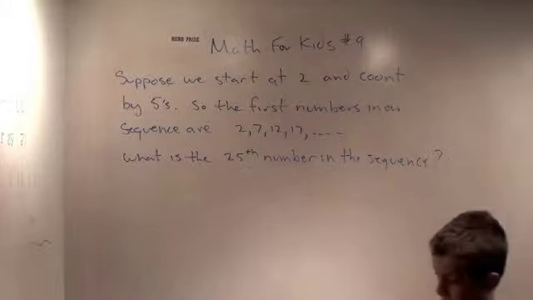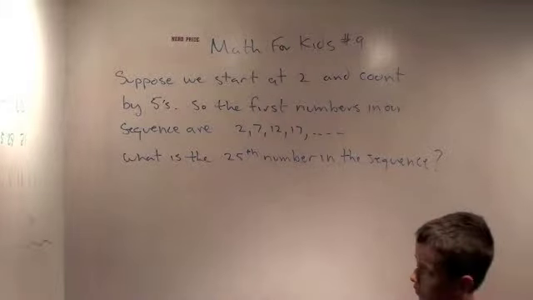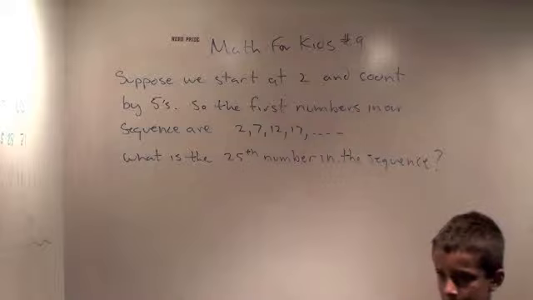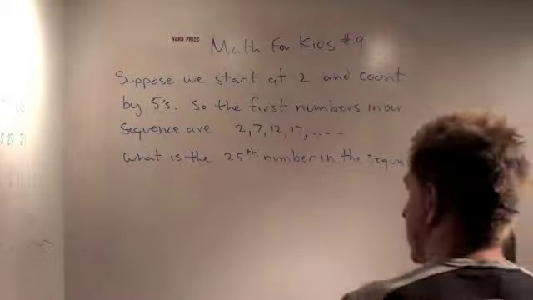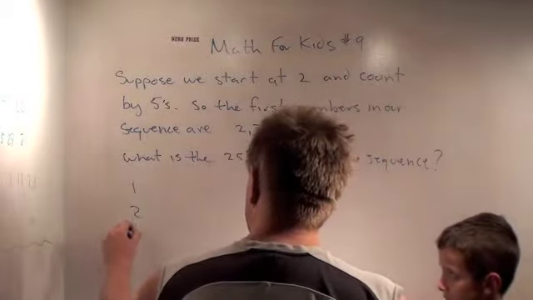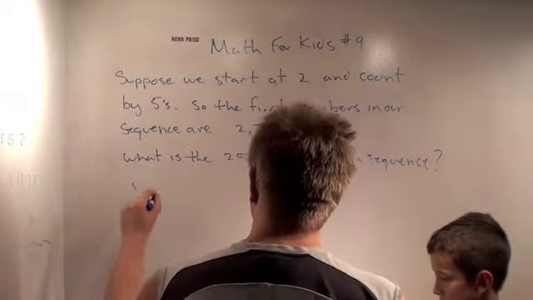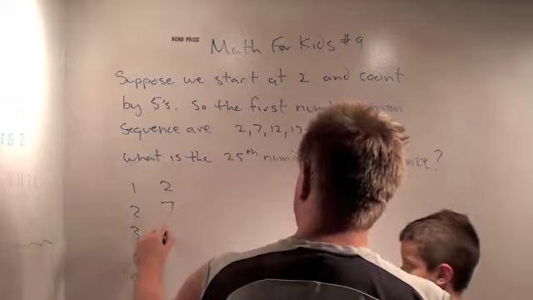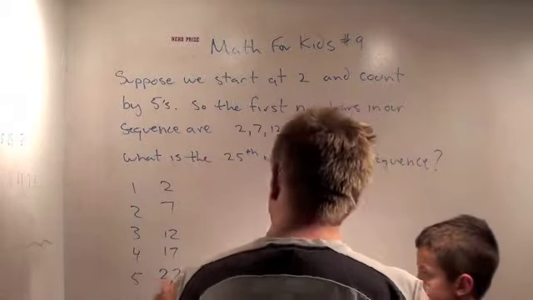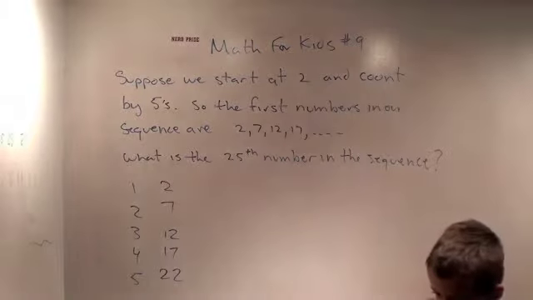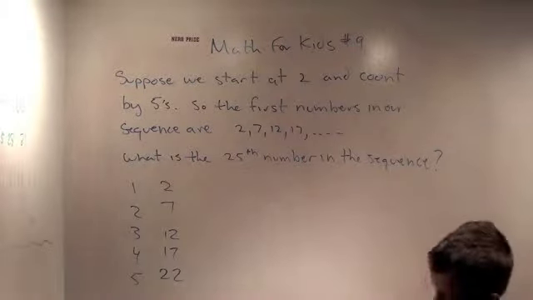Give me an idea of how you want to approach this problem. Well, let's look for some patterns. Let's just write up to 5 down. Here are the numbers: 1, 2, 3, 4, 5. We go 2, 7, 12, 17, and 22. So, how do you get from one number to the next number here?